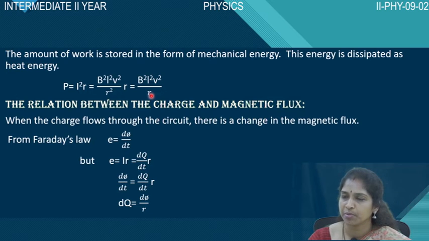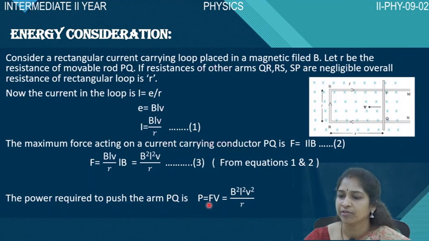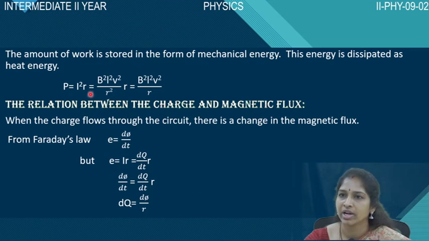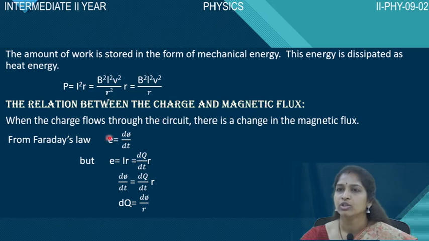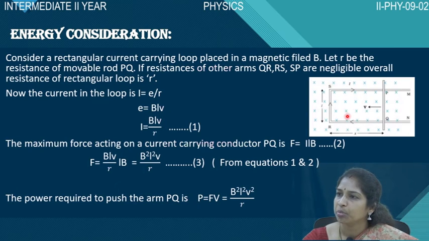See, we got the same expression either from FV or from I square R. We got the expression for power as B square L square V square by R. So some amount of work is said to be done in order to push this PQ against that EMF.